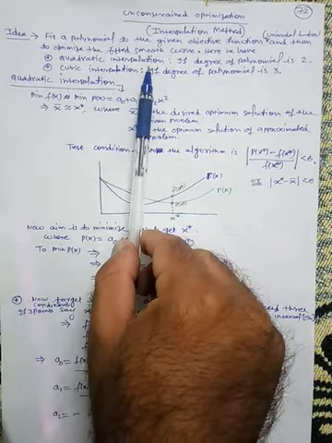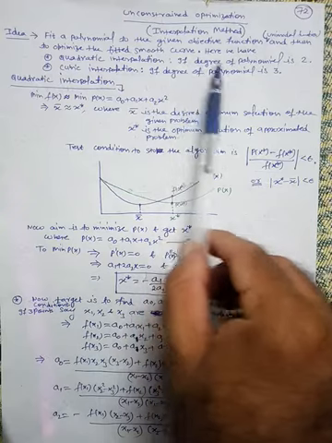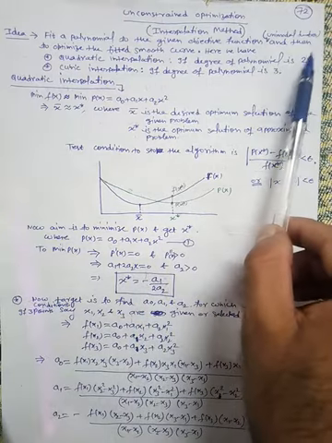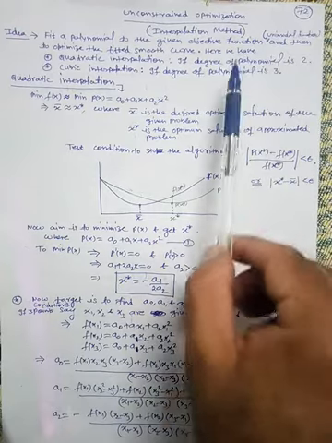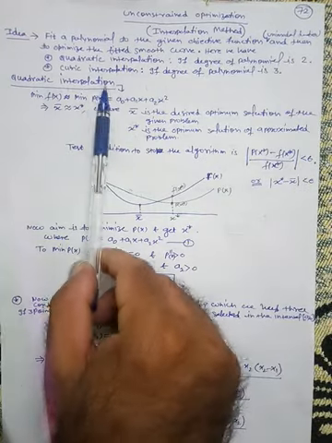What is the meaning of quadratic? Quadratic means the degree of the polynomial is 2. Cubic means the degree of the polynomial is 3. So let us start with quadratic interpolation.